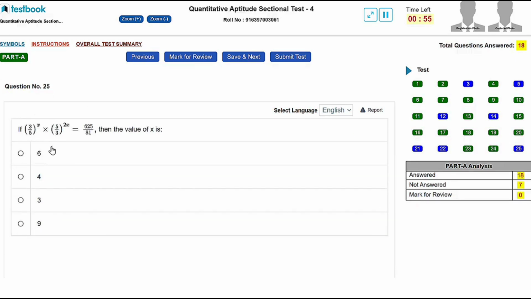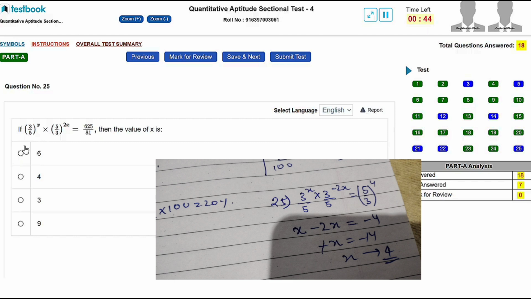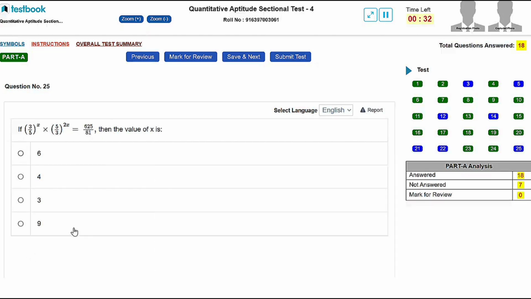3 by 5 into 5 by 3 to the power x by 2 by 3 equals 625 by 81. Then the value of x. The value of x is 4.